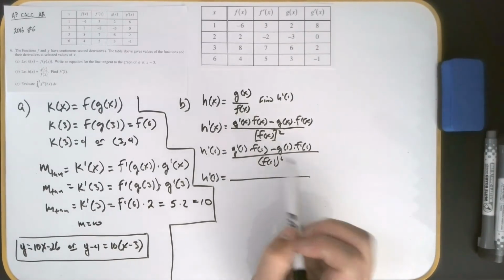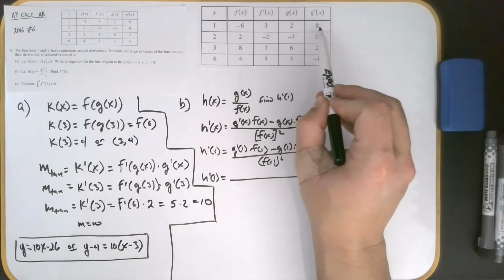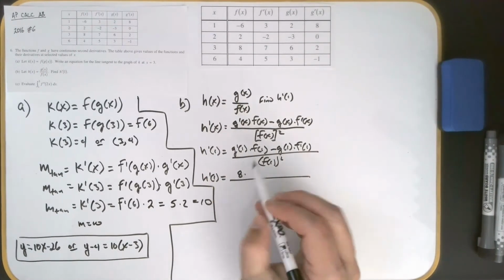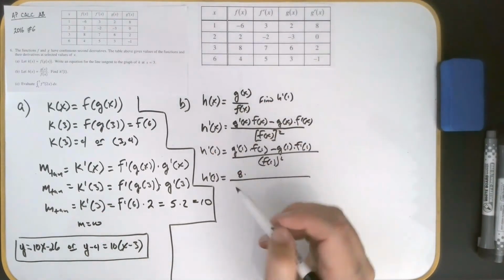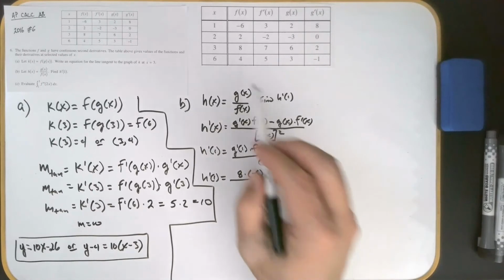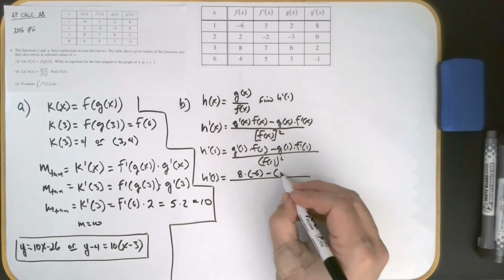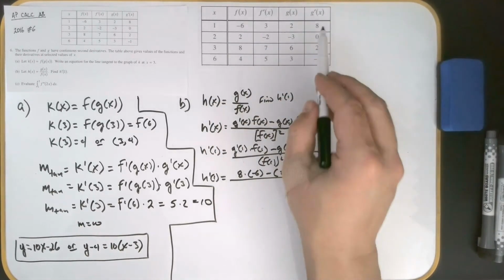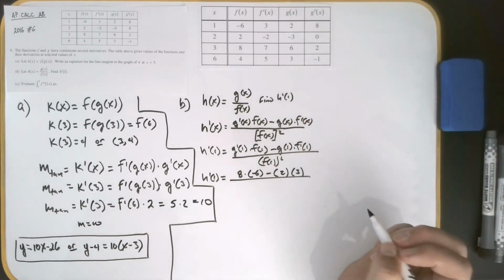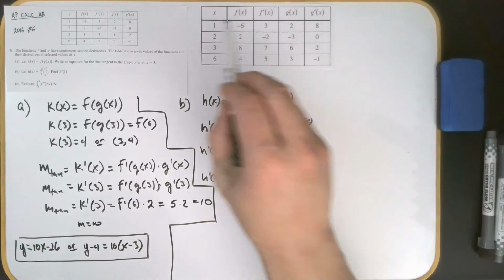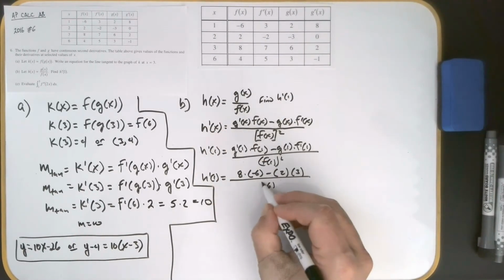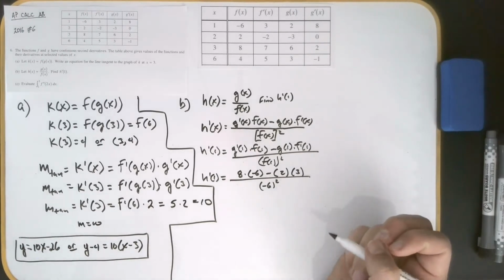G prime of 1. So it looks like we're in the top row the whole time, so that's easy. So g prime of 1, that's over here, that's 8. Times f of 1, that's back over here, that's negative 6. Minus g of 1, there we are at 2. And then f prime of 1, we're at 3. All over f of 1 squared, so f of 1 is negative 6, so we're going to square that, we'll get 36.